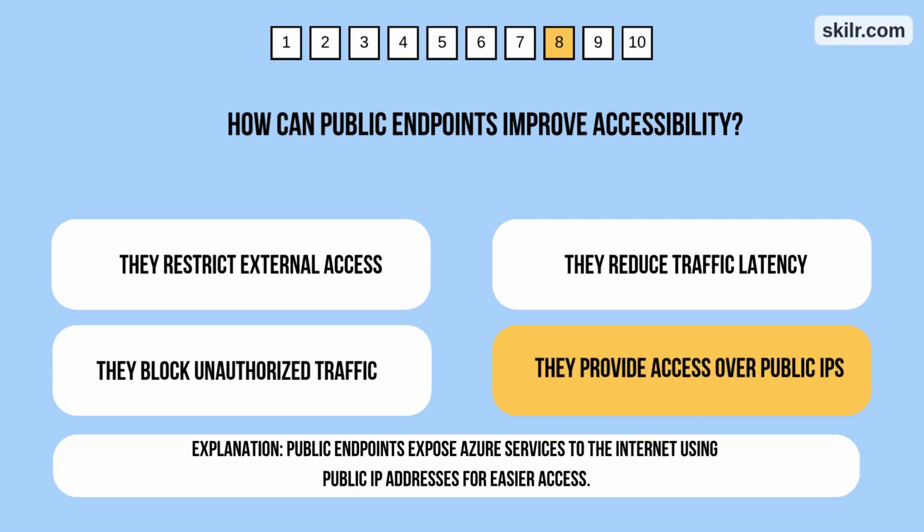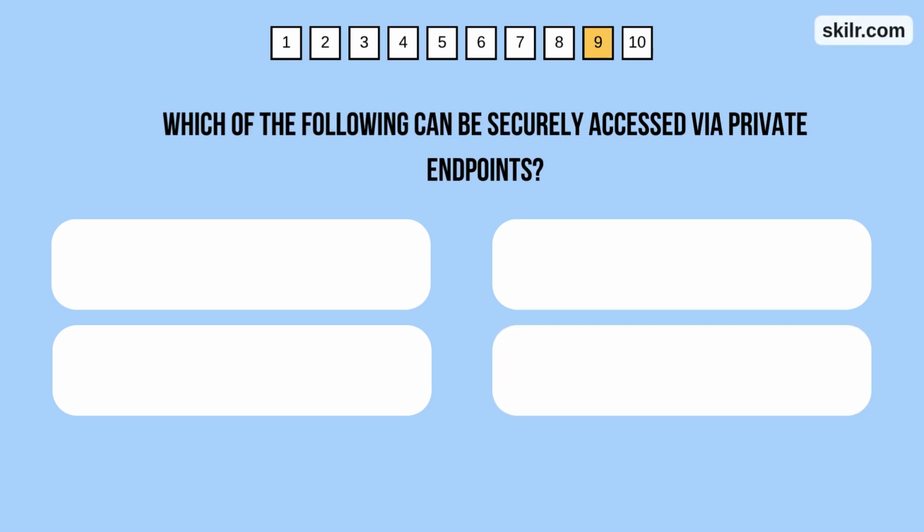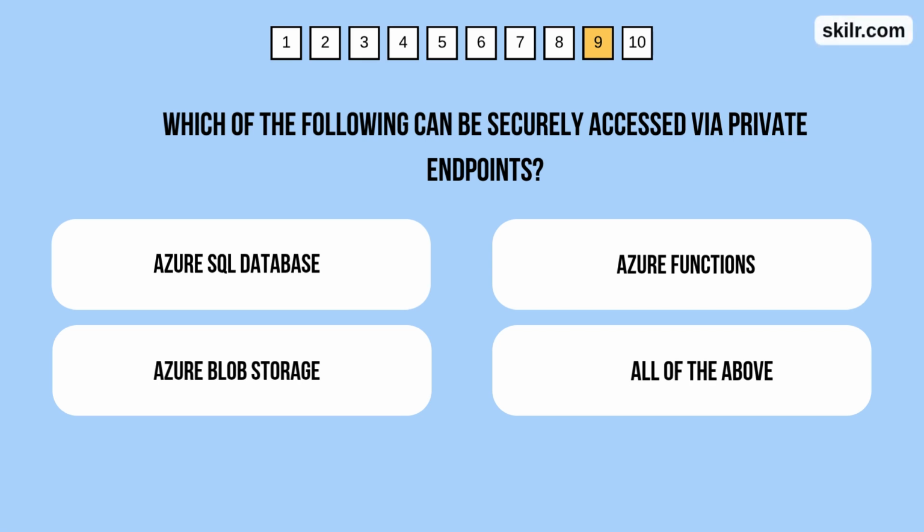The answer is, they provide access over public IPs, as public endpoints expose Azure services to the internet using public IP addresses for easier access. Question 9. Which of the following can be securely accessed via private endpoints?